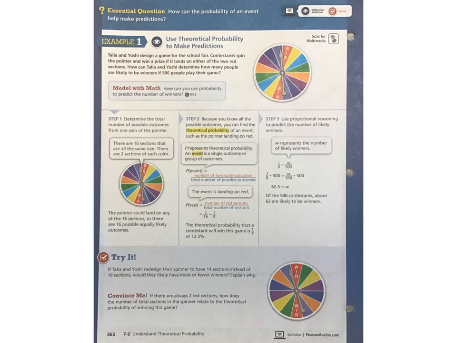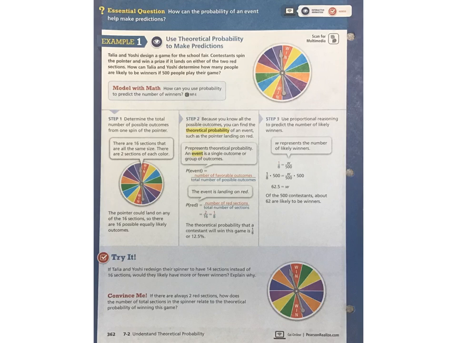Example 1. Use theoretical probability to make predictions. Talia and Yoshi design a game for the school fair. Contestants spin the pointer and win a prize if it lands on either of the two red sections. How can Talia and Yoshi determine how many people are likely to be winners if 500 people play their game?